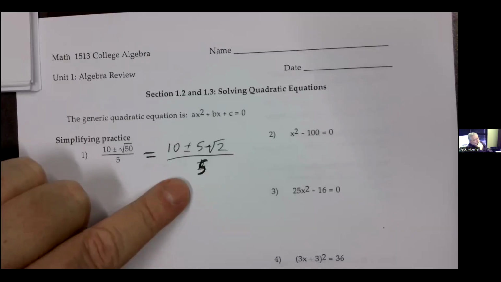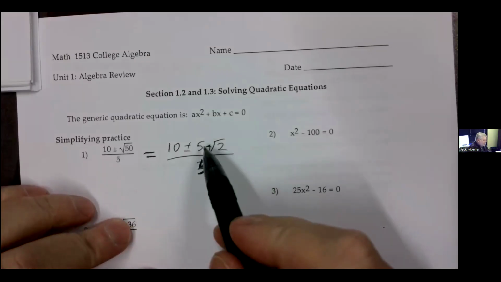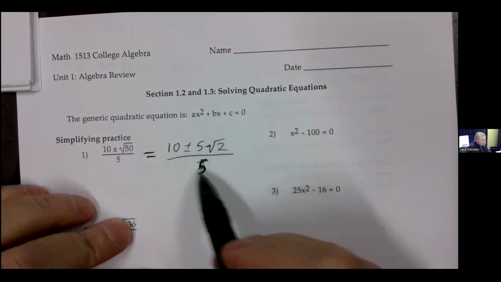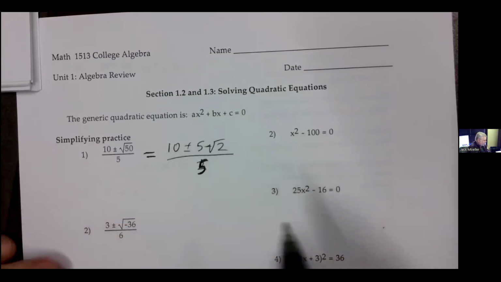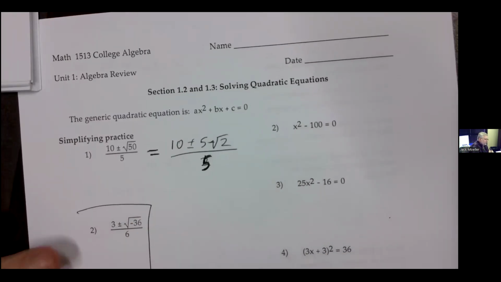Okay, now look at this. Can we just do the 5 divided by 5? No, for the same reason we can't do the 10 divided by 5. So there are 2 ways to do this.